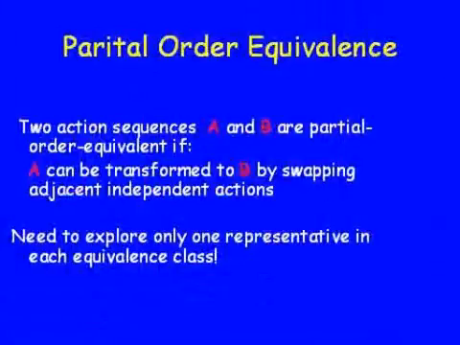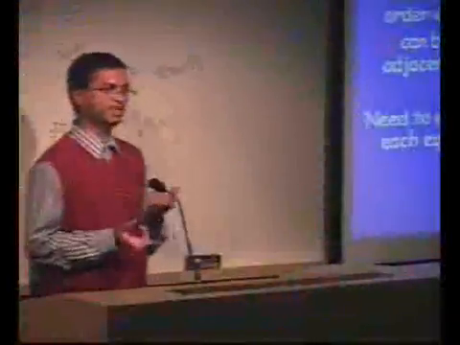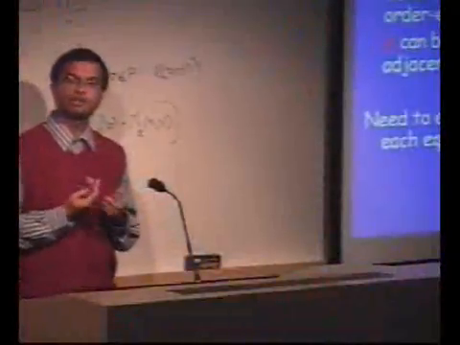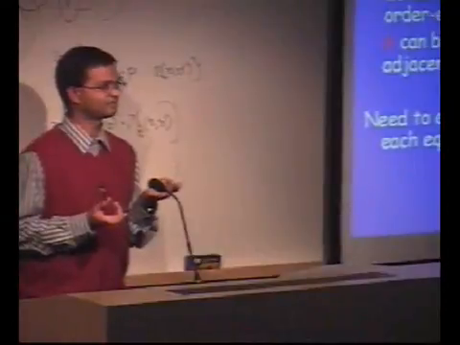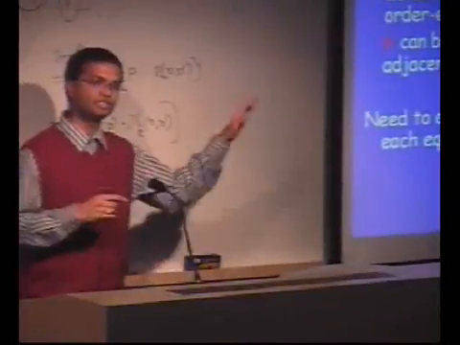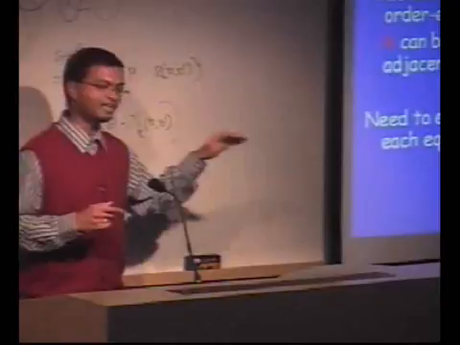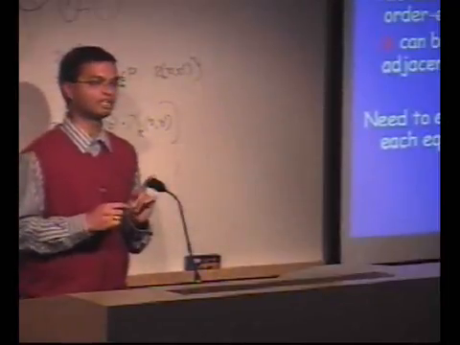Before I get to the caveats, let me formally define what partial order reduction is. Two action sequences, A and B, are partial order equivalent if you can get from one to the other by swapping adjacent independent actions any number of times. So that's an equivalence relation on action sequences. And the idea is to explore only one representative in each equivalence class.